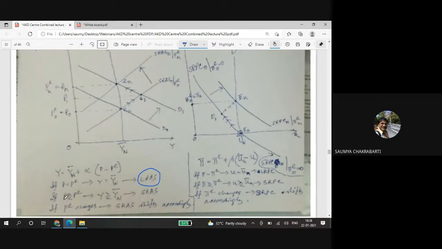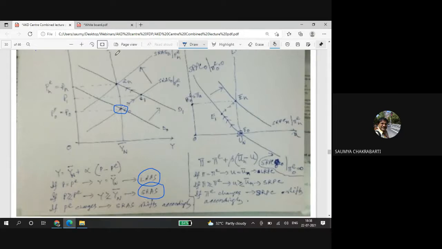We know that, just to repeat. And if P is not equal to PE, that is P greater than or less than PE, then Y is greater than or less than Yn, and we have a short-run aggregate supply curve, which is upward rising, because Y is greater than Yn or less than Yn as P rises above PE or below PE. At this point, there may be someone who is not so conversant, so for him or her, if PE is equal to P, we are here.